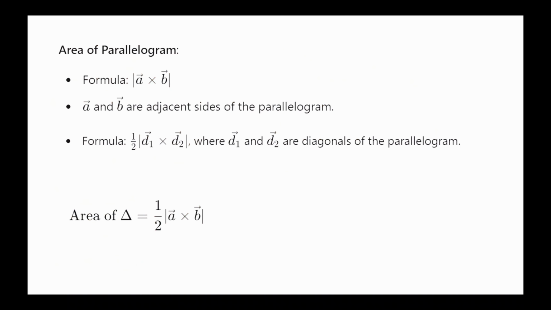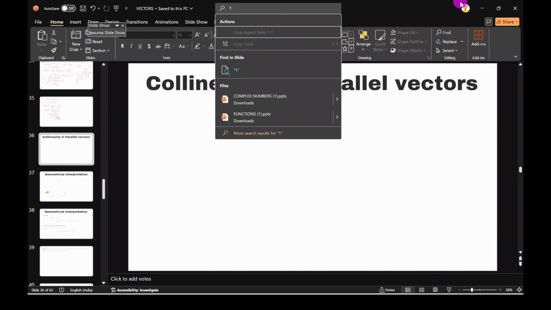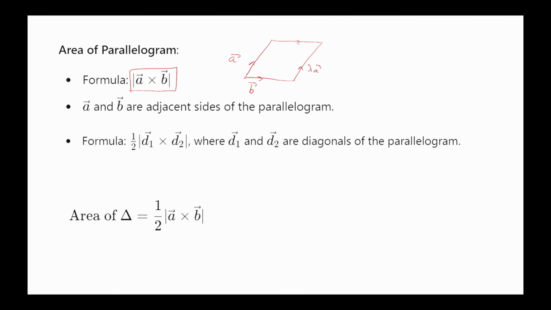Now let's talk about parallelogram. I hope you all know what a parallelogram is. Let's say this is my parallelogram. Of course, my sides are going to be parallel, right? Let's say this is my A vector and this is my B vector, then the area of the parallelogram is going to be modulus of A vector cross B vector, where A and B are adjacent sides of the parallelogram. Since this is a parallelogram, this is going to be lambda times A vector, and this is going to be lambda times B vector. So this is my parallelogram.